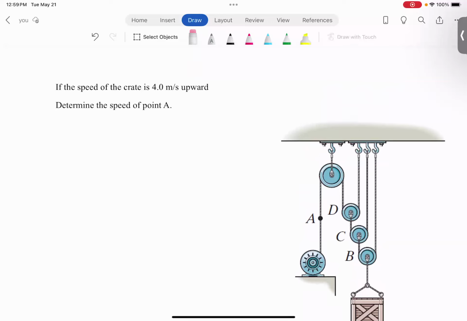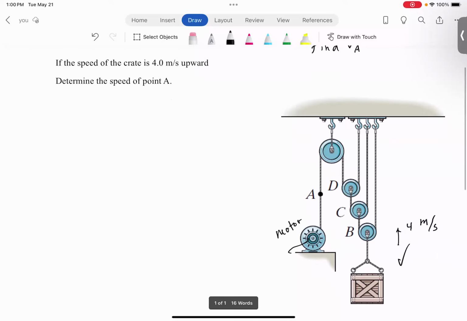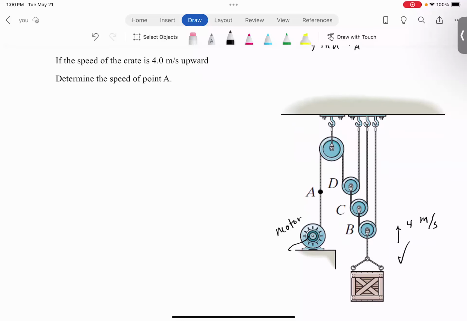It says that if the speed of this crate, the crate here, is to be 4 meters per second up, what should be the speed of the motor here, which is really the speed of this cable, point A? So what should be the speed of point A? Find VA such that the speed of the crate is 4 meters per second up.